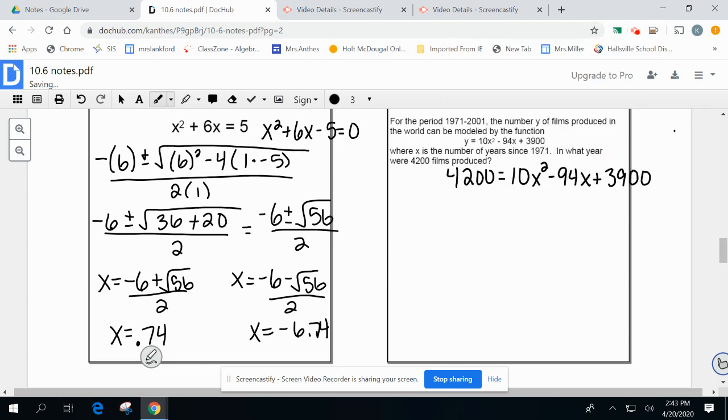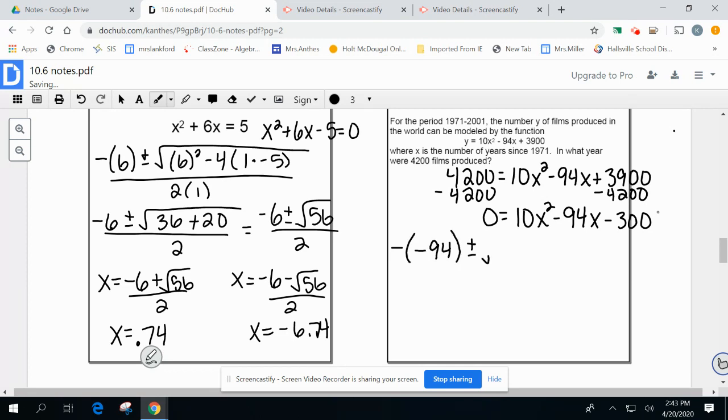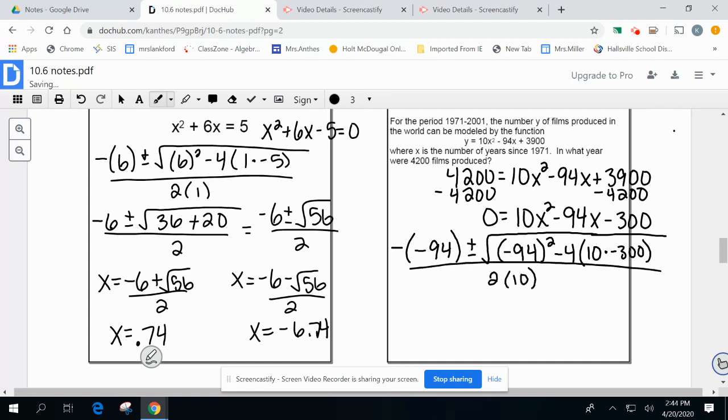All right, so what I did was I made the equation equal to 4,200, and then I need to move 4,200 over to set it equal to 0. So I'm going to have 0 equals 10x squared minus 94x minus 300, and I'm going to use the quadratic formula. So negative 94 plus or minus the square root of negative 94 squared minus 4 times a times c. So 10 times negative 300 all over 2 times 10, and start simplifying.